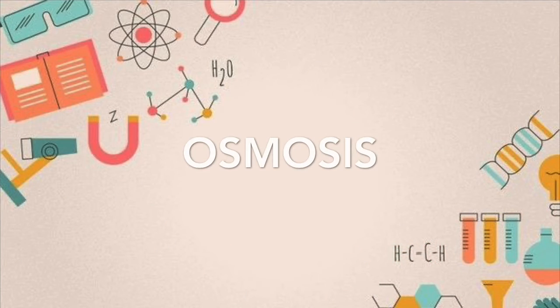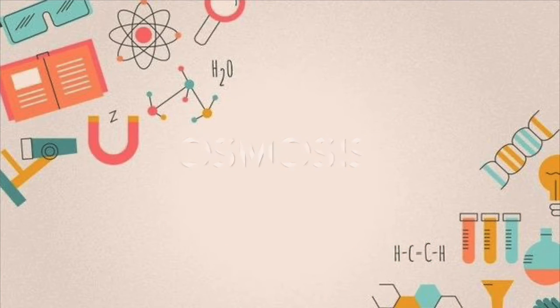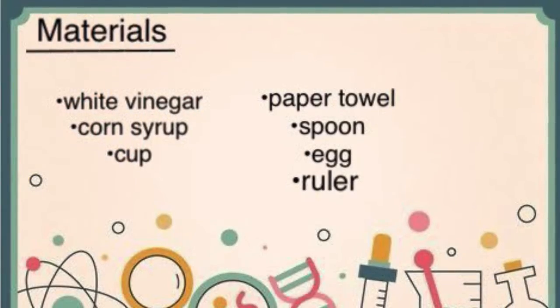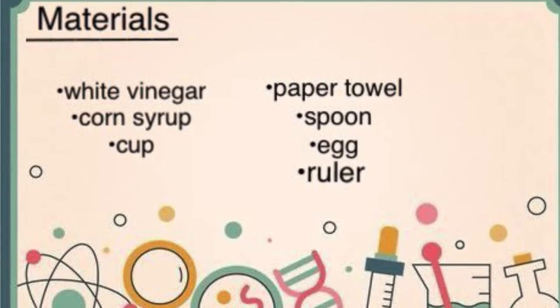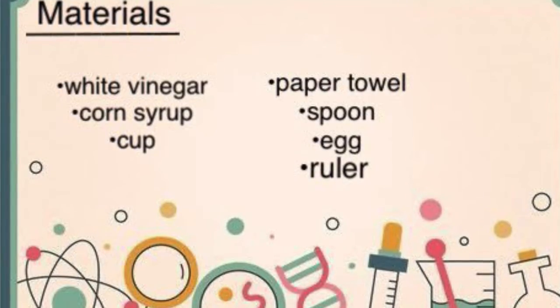Today we're going to learn about osmosis. The materials we'll need for this experiment are white vinegar, corn syrup, a cup, paper towel, a spoon, an egg, and a ruler.